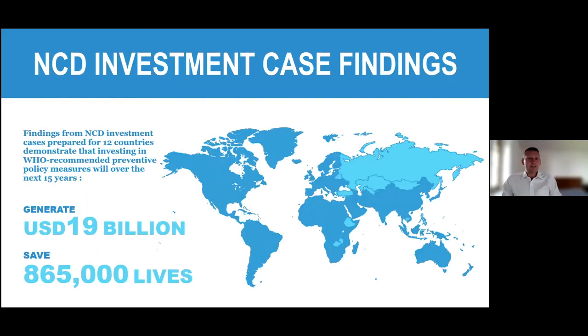So these NCD investment case findings, if we were to aggregate the first 12 that we did, and they're in the light blue countries here, just the alcohol intervention measures that are recommended there would generate an additional $19 billion. Most of that in avoided economic productivity losses, some of it in averted health spending, but we find that the healthcare costs associated with this are far lower than the economic productivity losses. And we could get close to 1 million lives saved, or at least deaths averted, over 15 years just by doing these. And this is only in the 12 countries, but we have plenty of other countries that are in progress right now. So we're looking forward to building that out more.